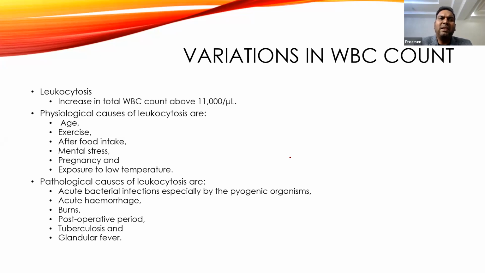Then come to the pathological causes. Whenever any stress or threat comes to the body, there is an increased WBC count. Examples are acute bacterial infection or pyogenic infection, and non-pyogenic infection also many times increases WBC count. Then damage to the tissue, like burns, myocardial infarction, road traffic accident, and post-operative cases, there is increased WBC count. Then acute hemorrhage will cause a severe vasoconstriction, that will also increase WBC count temporarily. And then chronic infections like tuberculosis and glandular fever are also increasing WBC count.